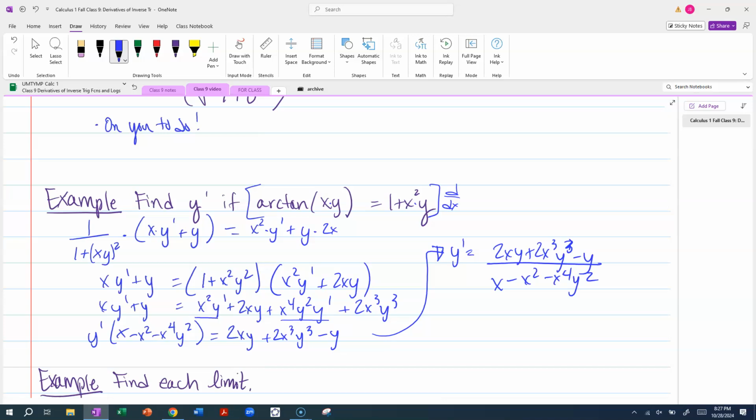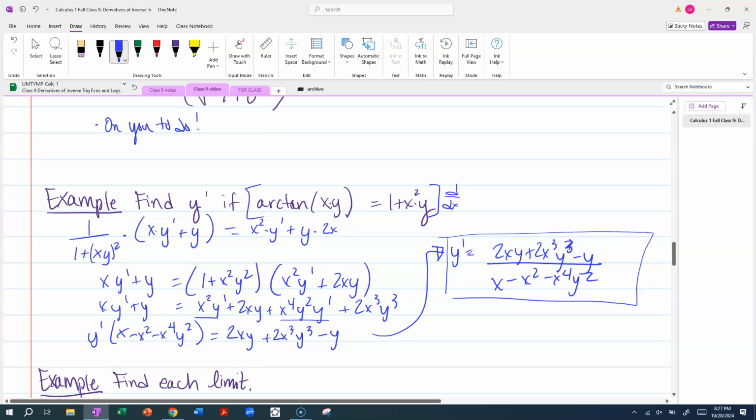Okay. I'm sure there's other ways that you could have got that. If you don't want to clear the denominator, you could certainly work with that denominator and then you'd maybe have more complex fractions. So that's another way to think about this.